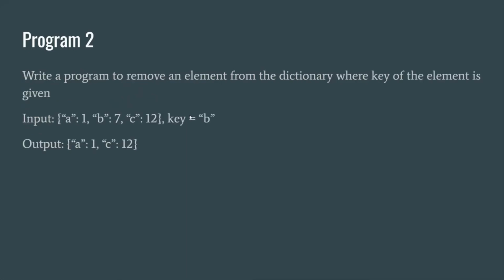So now this is the second program. The input dictionary is the same, but what we want to do is remove the element in which the key is given. For example, if this is the input dictionary A, B, and C, and the key given is B, we want to remove that complete element. Element means the pair of key and value. So if the key is given as B, we will remove this B colon 7. So the output should be A 1 and C 12. Is the question clear? Yes, sir.